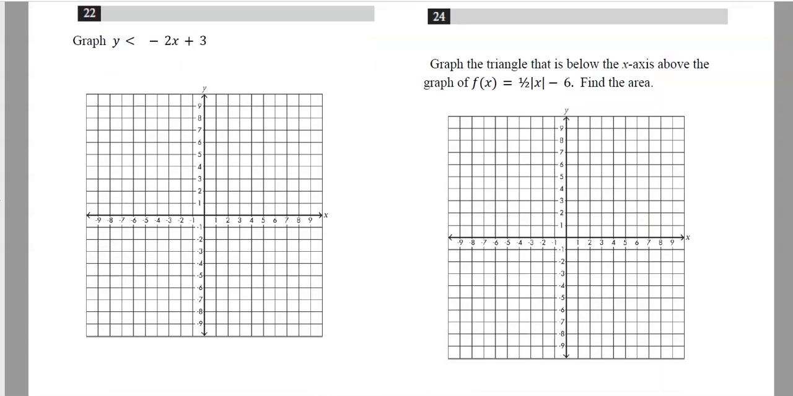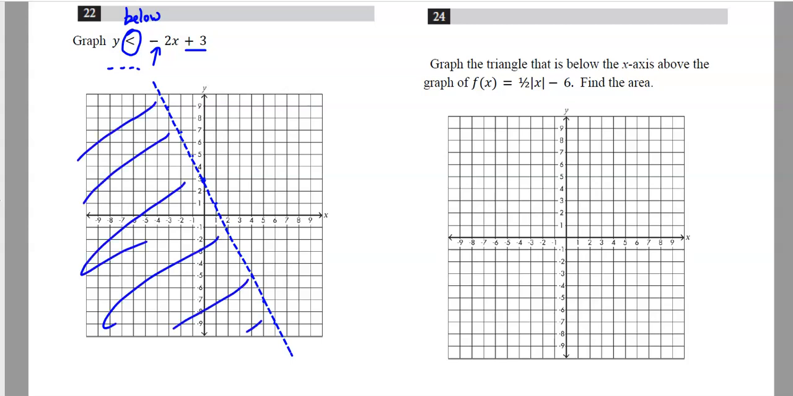Graph, y is less than that thing. So pretty straightforward. Y-intercept is at 3 because of that. Slope is negative 2. So down 2 over 1, down 2 over 1, and back it up the other way. This tells me that not only do I need to shade below, but I also need a dashed line. So I'm going to use my dash tool here. And then I'm going to start shading below the line. Bam.